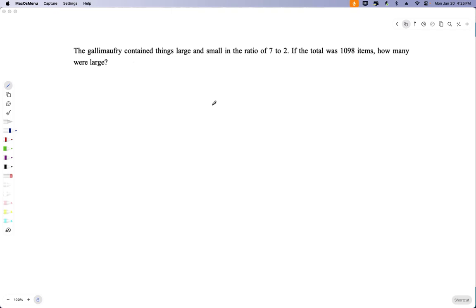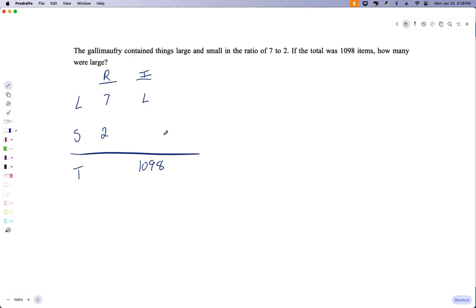The Gallimaufry, this is lesson 59. The Gallimaufry contains things large and small, in the ratio of 7 to 2. So 7 to 2, that's our ratio. Then it skips over to the total, the number of items. If the total was 1,098, how many were large? So we're looking for how many were large. This is what we don't know.